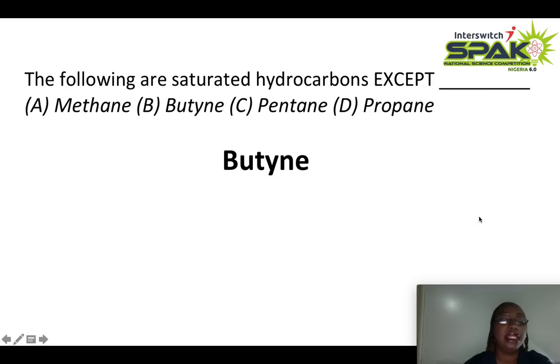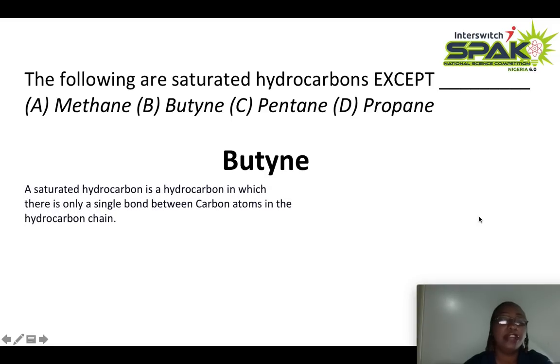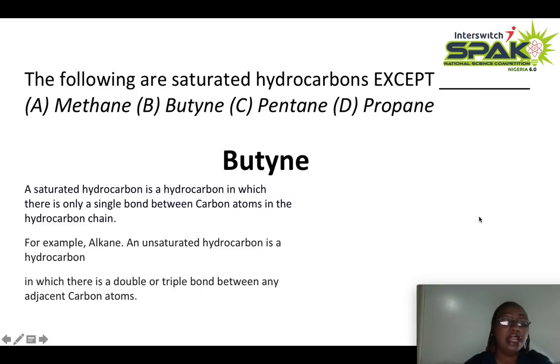Butane. Yes, butane is the answer. Methane, pentane, and propane are saturated hydrocarbons, which have single bonds between their carbon atoms in the hydrocarbon chain. For example, we have the alkanes. And unsaturated hydrocarbons are hydrocarbons in which there's a double or triple bond between any adjacent carbon atoms. We have alkenes and alkynes.